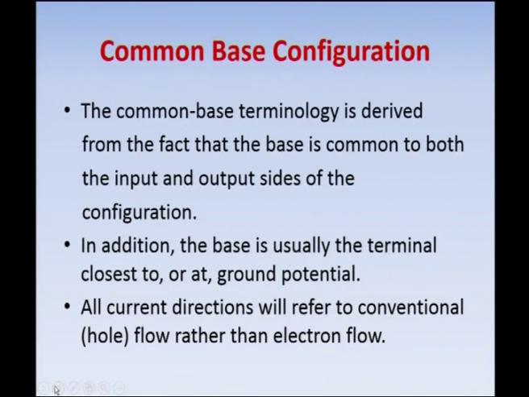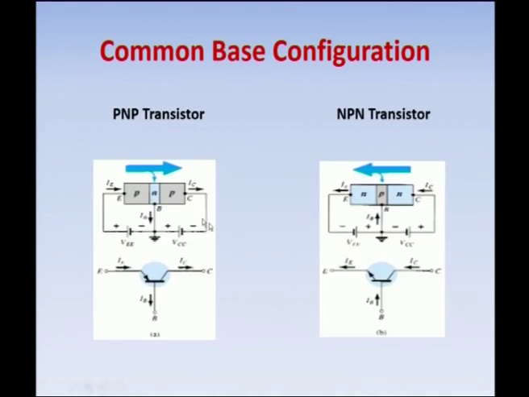So, in common base configuration, as I said, the base is common to the input and output sides of the transistor. Base is usually the terminal closest to or at ground potential, so the base is grounded. All the currents we are assuming are conventional flow, that is opposite to the electron current, or you can say it is a hole current. Whenever we see an arrow mark in the circuit diagram, it is the flow of holes, the conventional current, not the electron current. And now this is the circuit diagram of common base configuration.